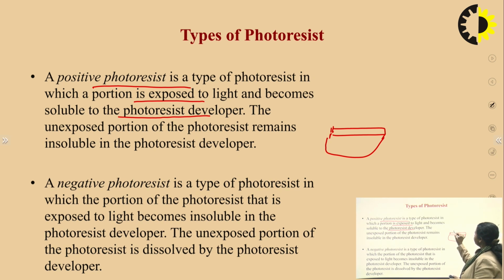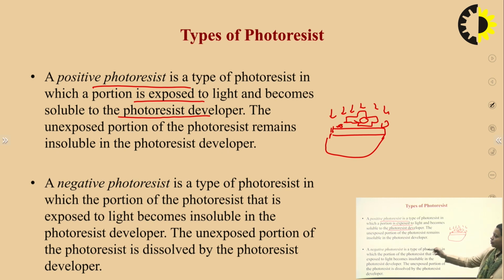and when some kind of mask is there, when UV rays fall on it, the exposed part will be taken out in the positive, and in the negative this will remain, and the part which is covered is taken out. So the negative photoresist is a type of photoresist in which the portion exposed to light becomes insoluble in the photoresist developer. The unexposed portion is dissolved by the photoresist developer, right?